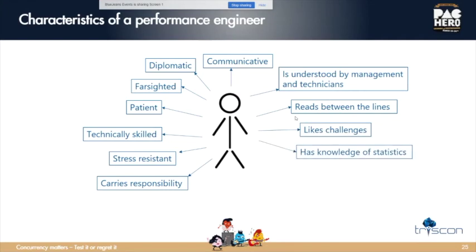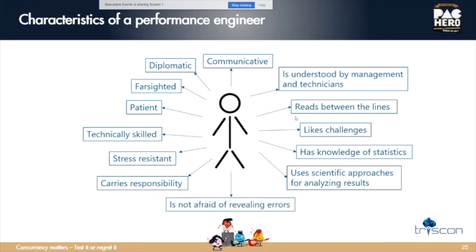Of course, you have to like challenges. You need to know statistics, as we have seen many times today. And you need to apply scientific approaches, as, for instance, Dean does very well, as we saw 2 talks ago. So if you combine all this, how could a single person have all these abilities? It's almost as if it's not humane, and it isn't.